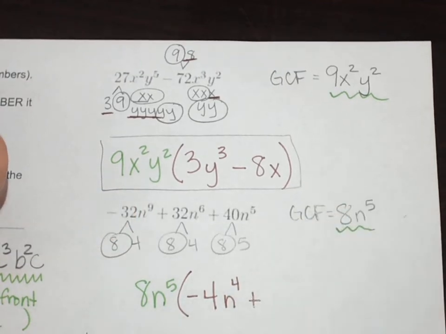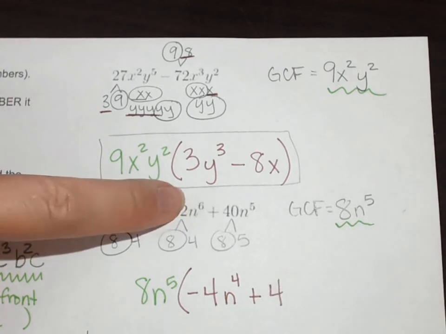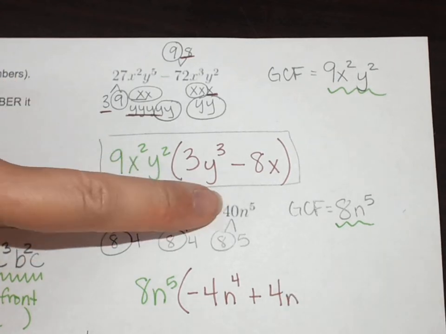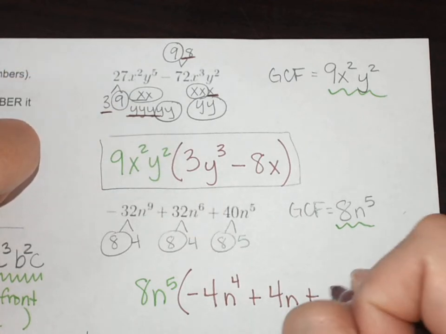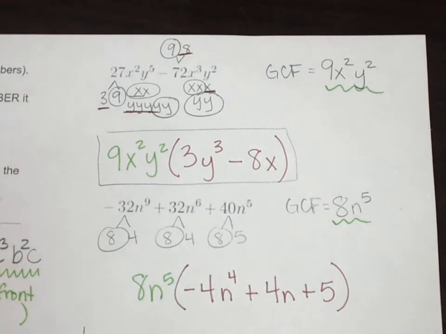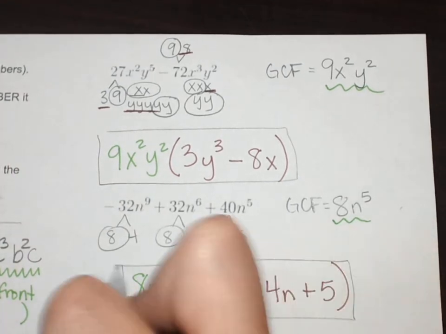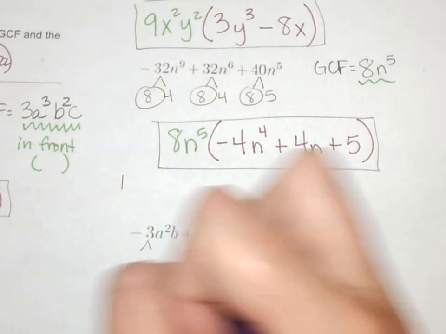Now I have a plus sign. 32 divided by 8 is 4. 6 n's minus 5 n's is just 1 n. Last term, I've got my plus sign. 40 divided by 8 is 5. And then 5 minus 5, no n's. And you are done. There is your greatest common factor. Some backwards distribution there.